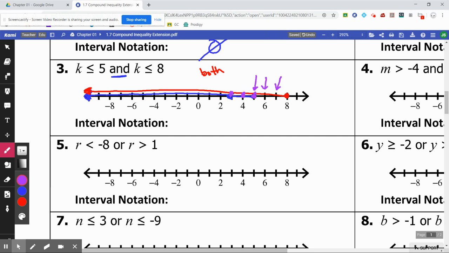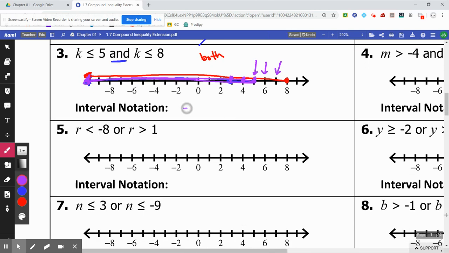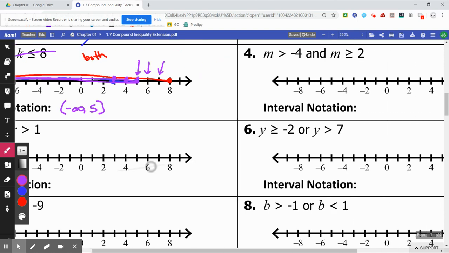3 satisfies both. So which numbers satisfy both? The numbers from here to here, the purple numbers. All values from -infinity up to 5. So we could have pretty much said, okay, if k has to be smaller than 5 and it also has to be smaller than 8, well, that's just going to be the numbers that are smaller than 5. And we can do away with the second part of that.